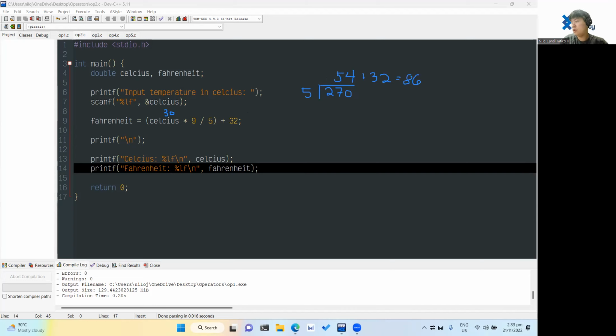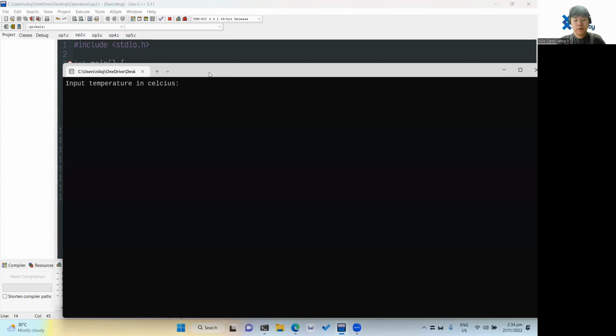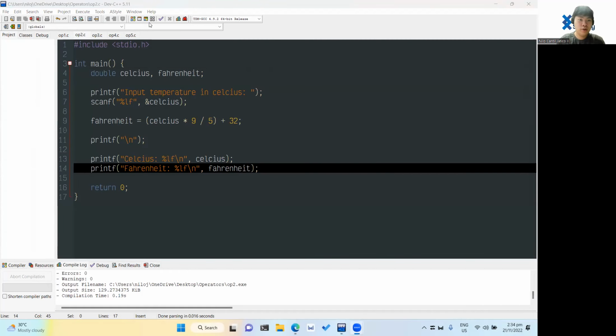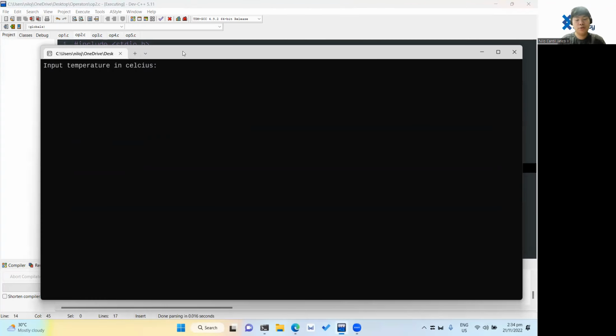So let's check it out. If I clear all the drawings, and then we run this program. So let's say 30 degrees. In Fahrenheit, that is 86, which is the same. We can always try other inputs here. So let's say 90 degrees. That's very hot. In Fahrenheit, that is 194.